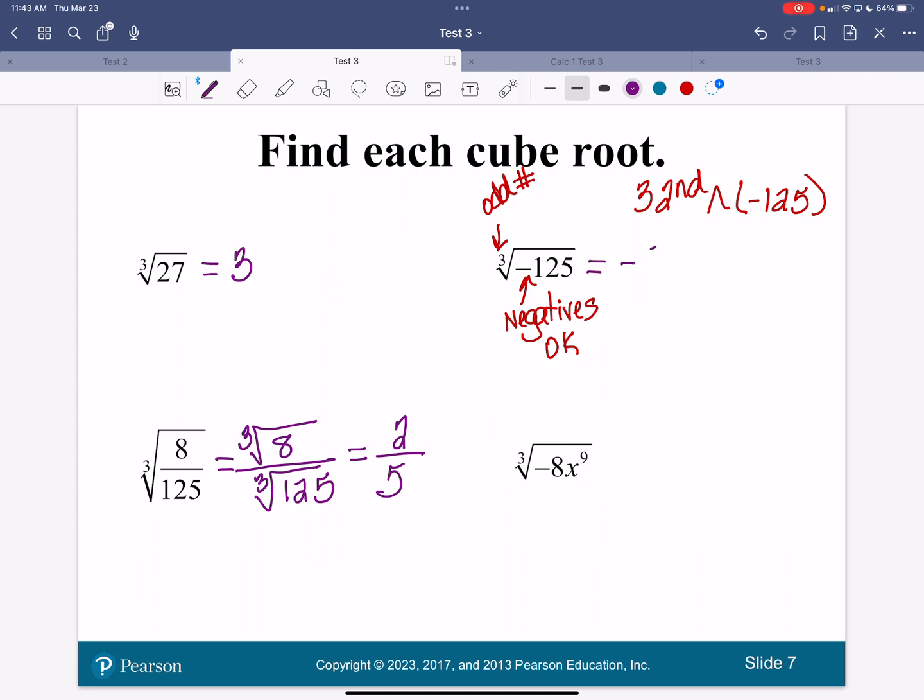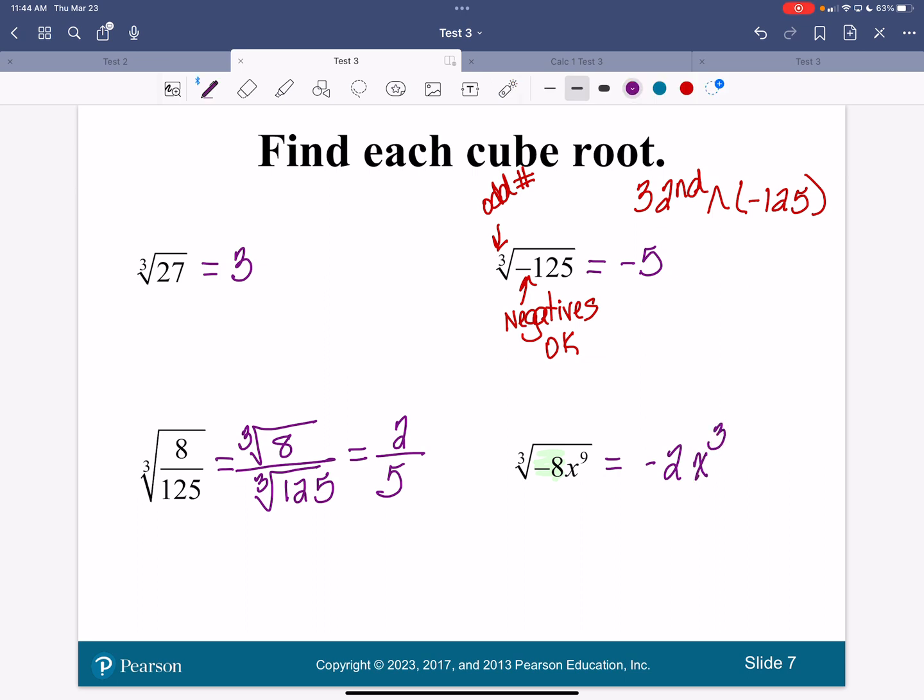Negative 5. Good. Okay. Now, here, I've got the cubed root of negative 8, x to the 9th. We know how to find this right here. What's the cubed root of negative 8? It's negative 2. Now what I want you to do is take this exponent, that 9, and divide by 3. What do you get? Good. So that's x to the 3rd.